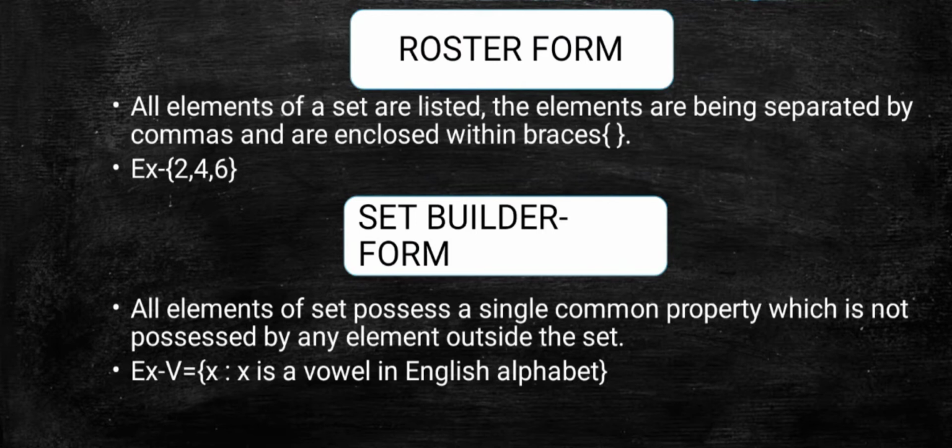If I tell you x such that, those two dots mean "such that", okay? So x such that x is a vowel in the English alphabet. What do you write for it? What is the answer for it? A-E-I-O-U, right?